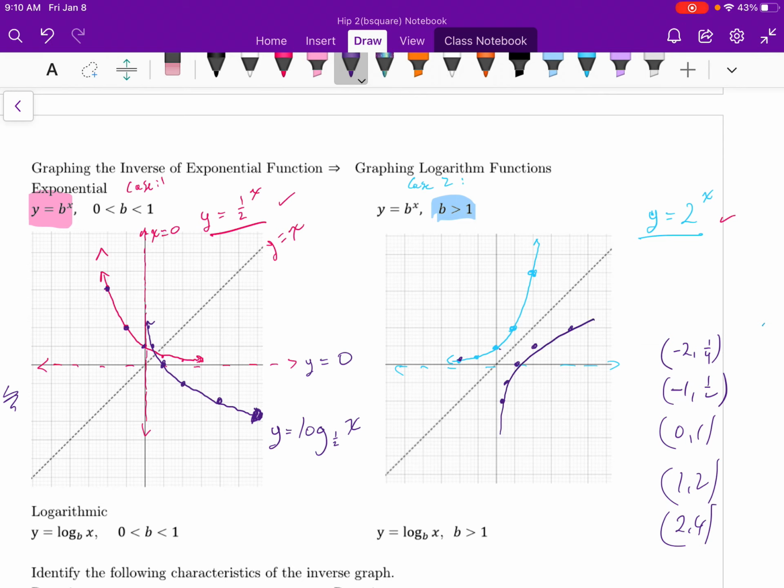So this is, and I should flatten out a little bit more than that. I should be a little bit more careful. It looks like this.